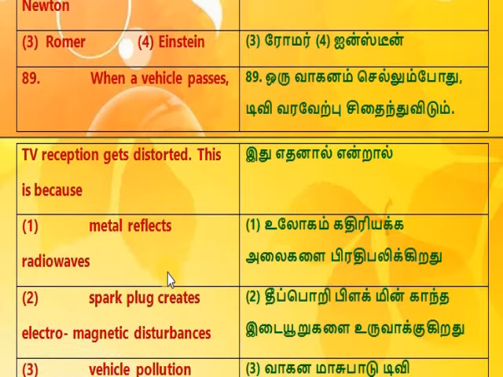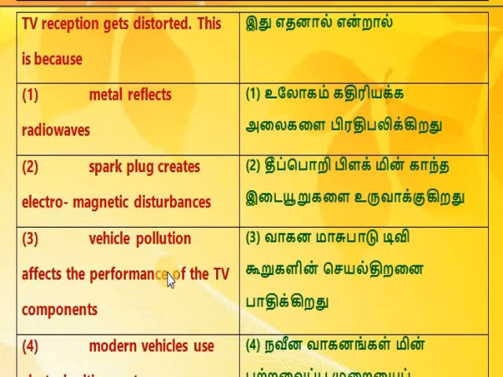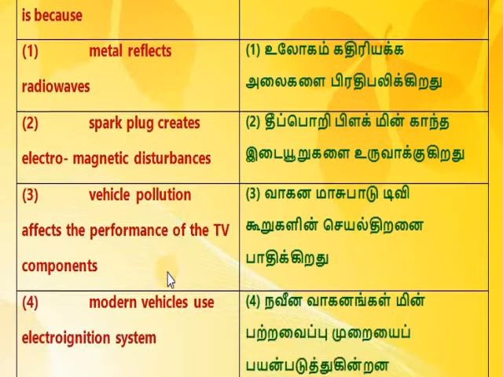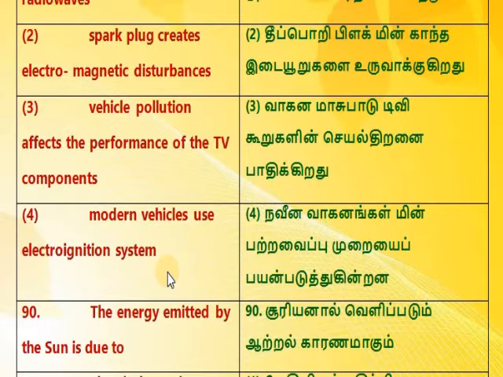89. When a vehicle passes, TV reception gets distorted. This is because 1. Metal reflects radio waves, 2. Spark plug creates electromagnetic disturbances, 3. Vehicle pollution affects the performance of the TV components, 4. Modern vehicles use electro-ignition system.